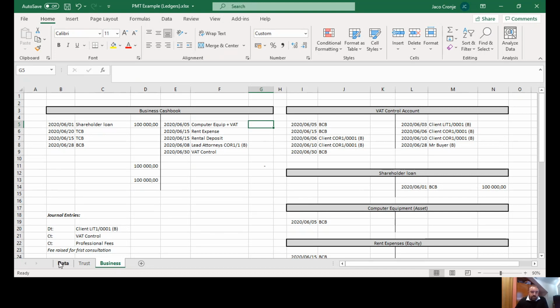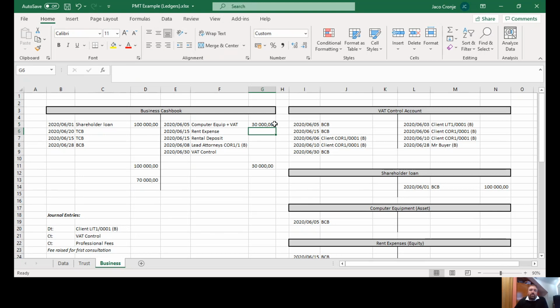Now we've got to start checking with the VAT. So we said the amount is 30,000 Rand inclusive of VAT. So which amount always goes into the bank account, in or out of the bank account? And the answer is the inclusive amount. So the 30,000 Rand will be the credit in my bank account.